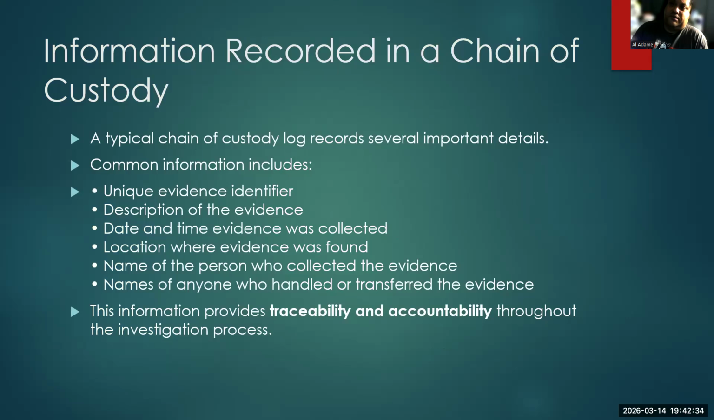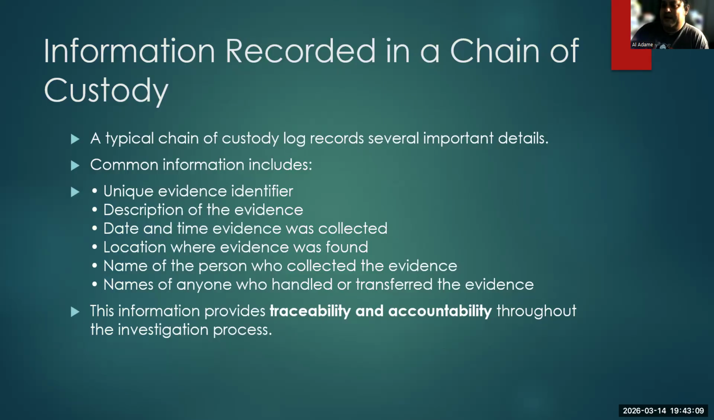So the typical chain of custody log records several important details. Common information includes a unique evidence identifier. They all have a unique ID. Description of the evidence. So what is it? Date and time evidence was collected. So let's say Sunday, October 4th, 2028, hypothetical. Location where it was collected: 123 Maple Street. Name of the person who collected it: Steve. Anyone who handled or transferred the evidence: Bob. Transfer it to the truck or whatever. Sorry, I'm just making up names.